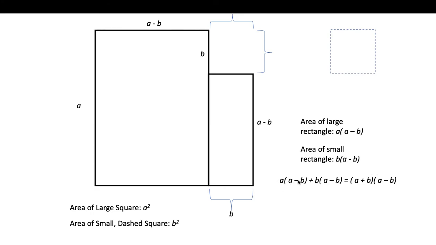So now we have successfully shown that a squared minus b squared is equal to a plus b times a minus b geometrically. So a squared minus b squared is a plus b times a minus b.